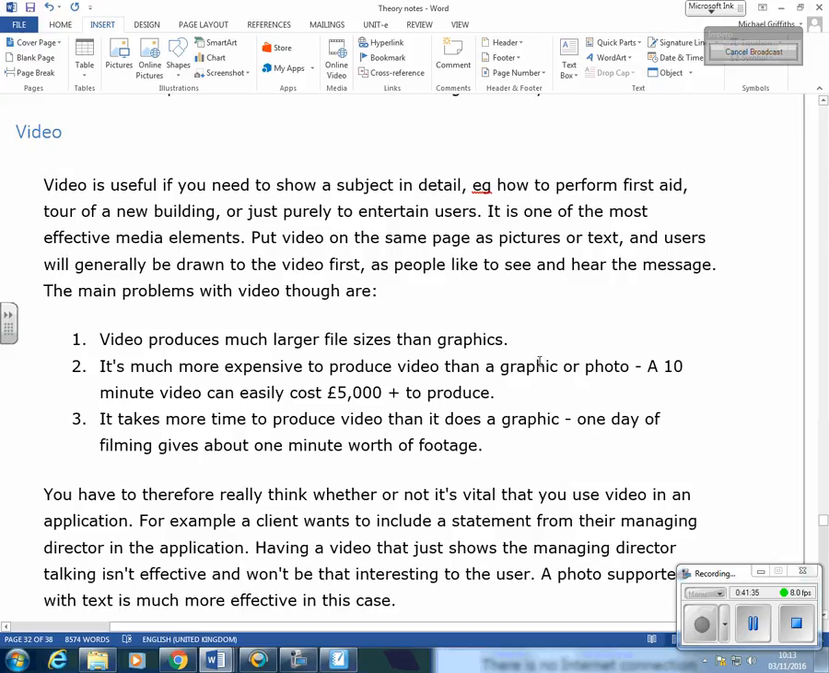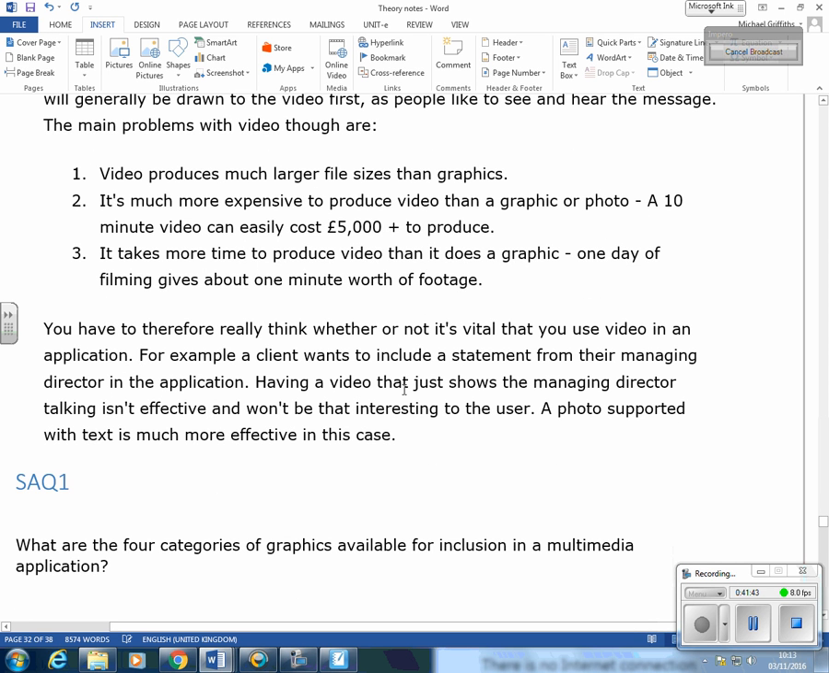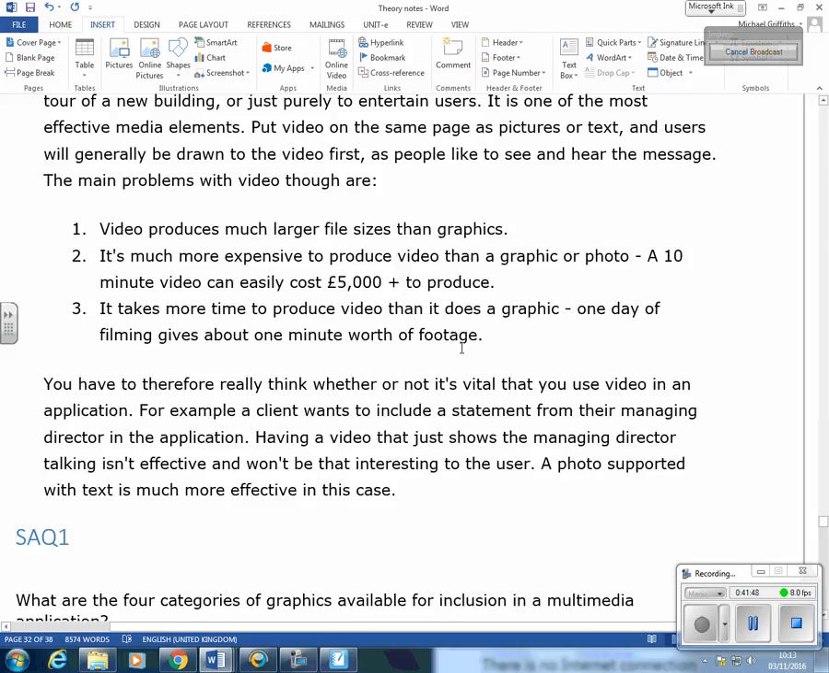Video should be used sparingly. Video sizes are huge, or can be huge, so how things are compressed can be interesting as well. Again, video has changed so much. It says there a 10-minute video can cost 5,000 to produce. Well, look at how technology's moved on in the last few years. You know what I mean? It's so different.